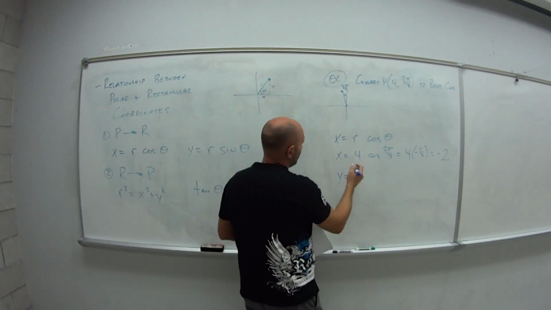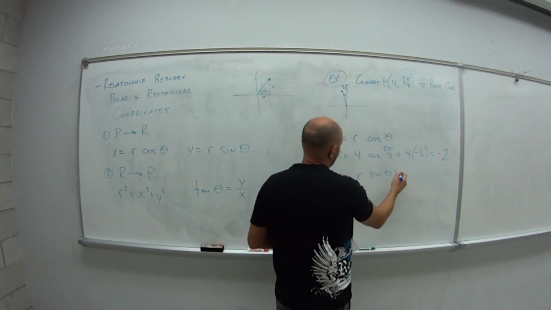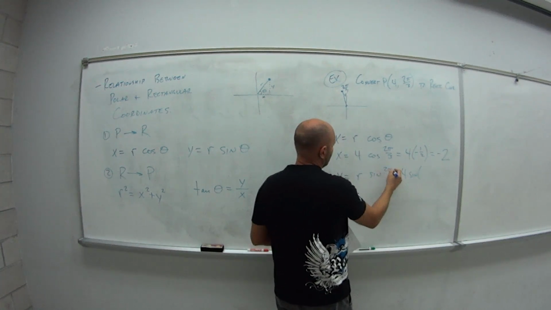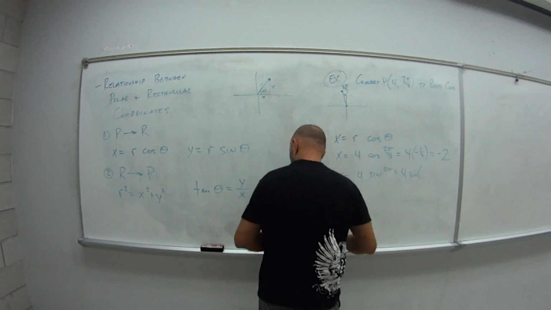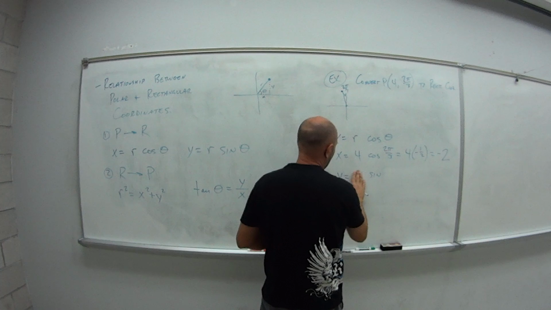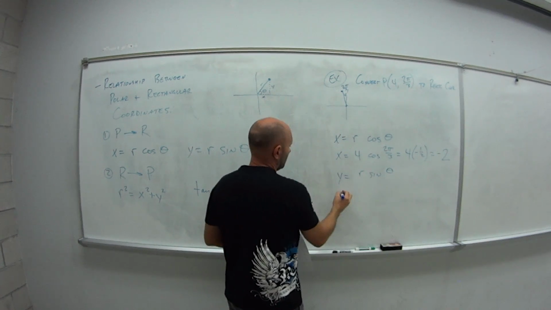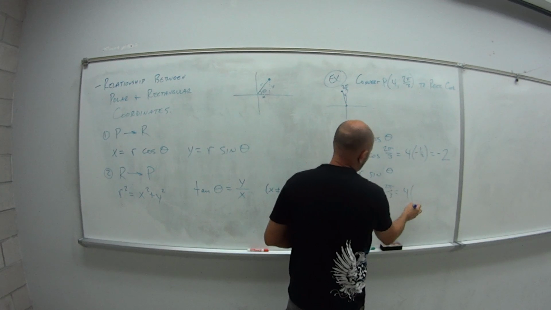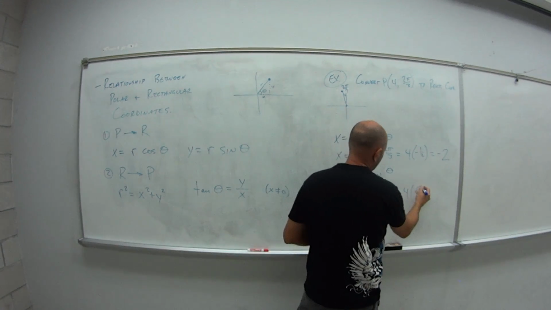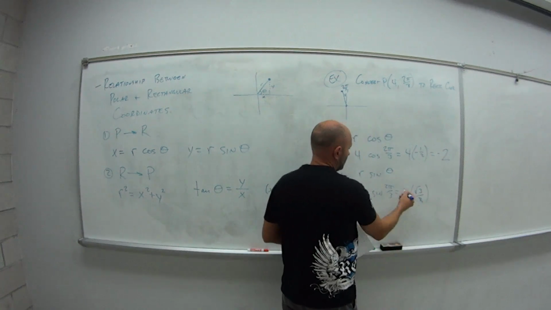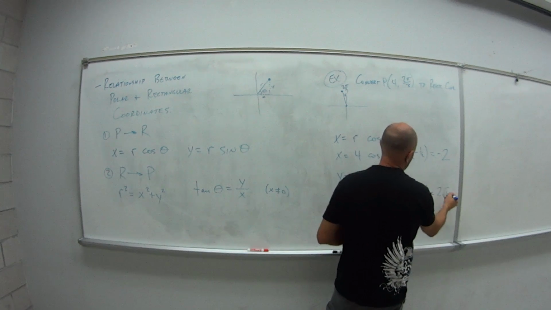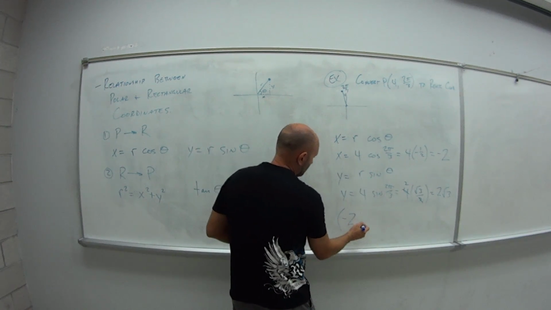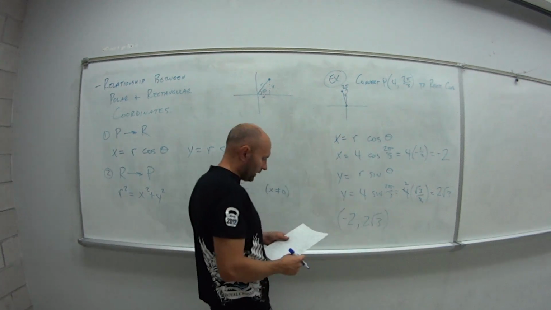Same idea for y. y is r sine of theta. So we have y equal to 4 times sine of 2 pi over 3. Sine of 2 pi over 3 is square root of 3 over 2. So the 2 cancels with 4, giving me 2, so I get 2 times square root of 3. Converting that to rectangular coordinates, my values would be -2 and then +2 square root of 3.